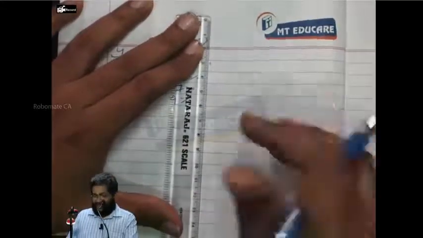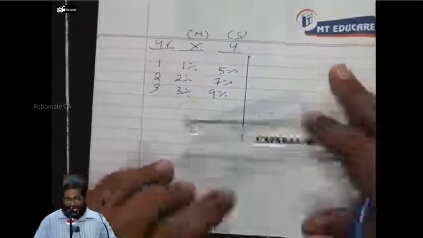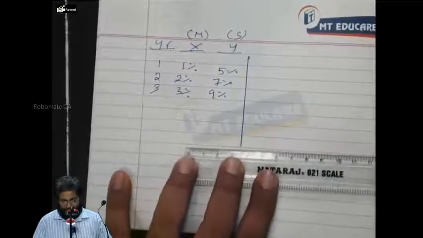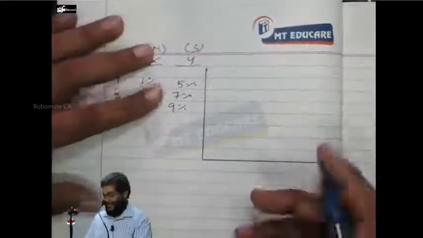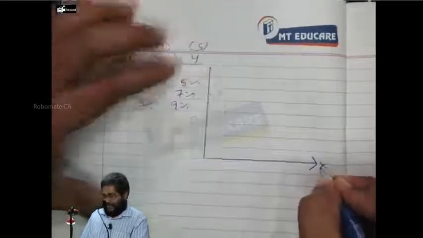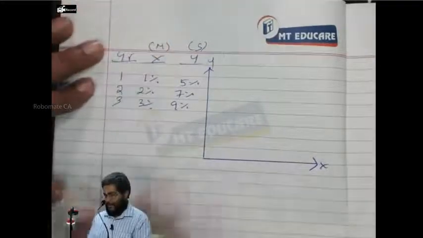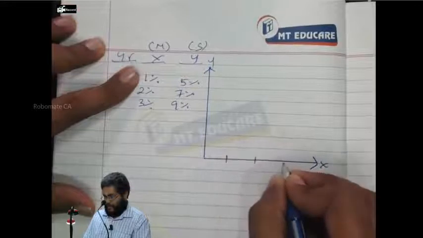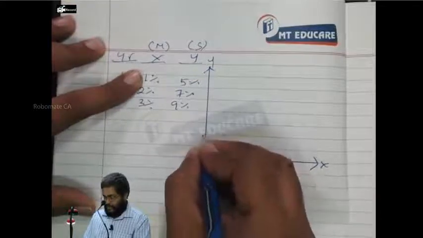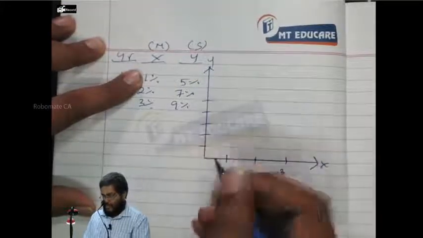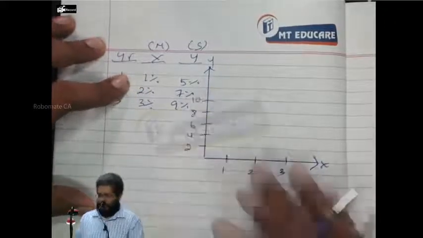What is happening here? We have x-axis and then y-axis. This is the market, and this is security. 1, 2 and then 3. We can have it as 5, 7, 2, 4, 6, 8, 10, just approximately.